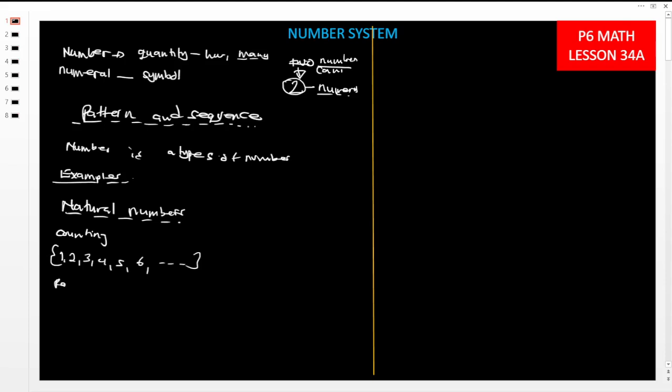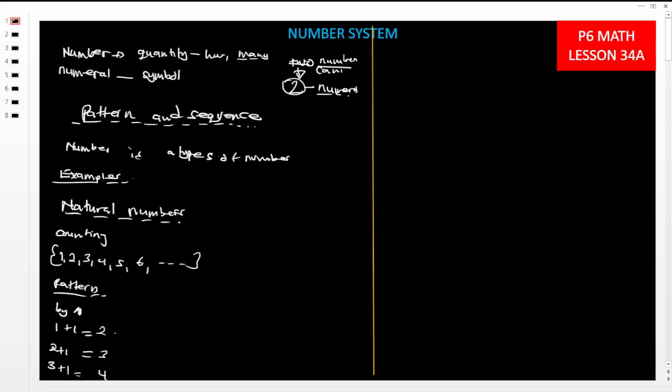Now what is the pattern? How do these natural numbers get formed? When you look at the pattern here, they increase by 1. From 1, to go to the next number, you add another 1, you go to 2. From 2, you add another 1, you go to 3. Then from 3, you add 1, you go to 4. This is what is called a number pattern. So they increase by adding 1.